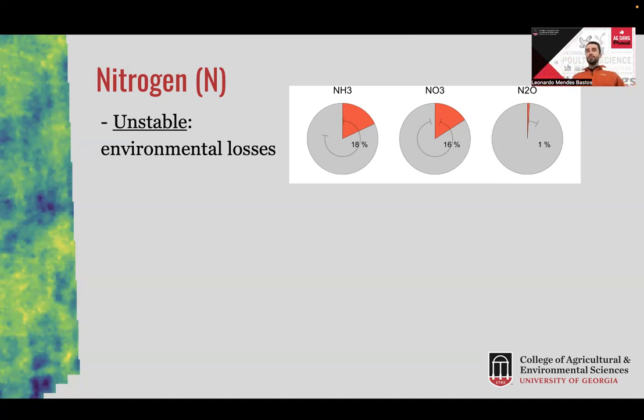The plants are probably not going to yield as much as their potential, because now they're stressed because they don't have enough nitrogen, and we're hurting the environment, right? All these losses are important for the environment.